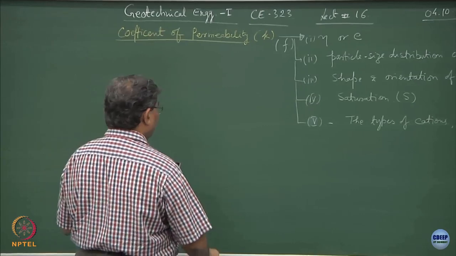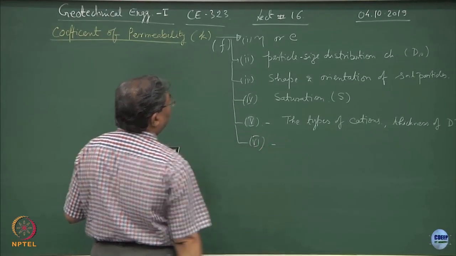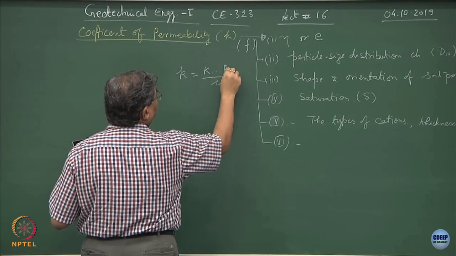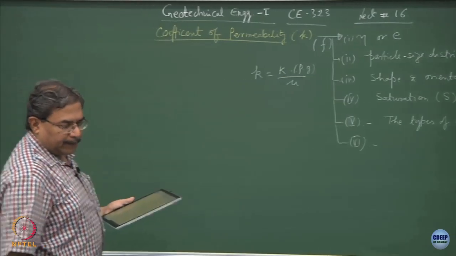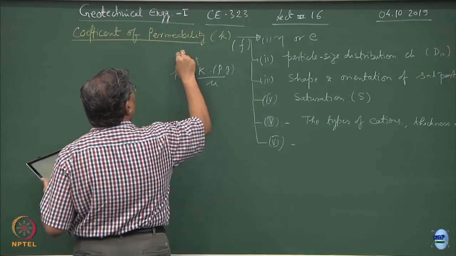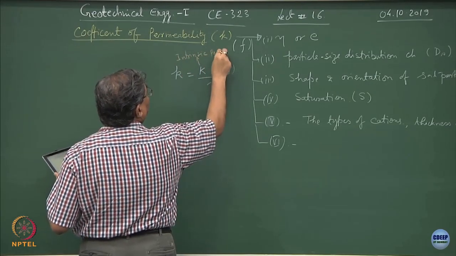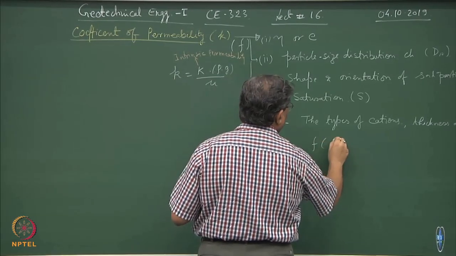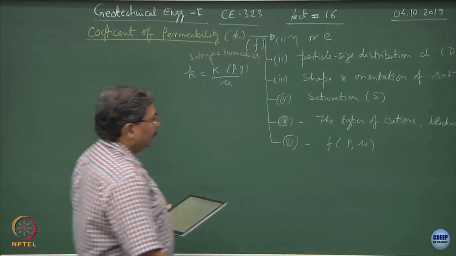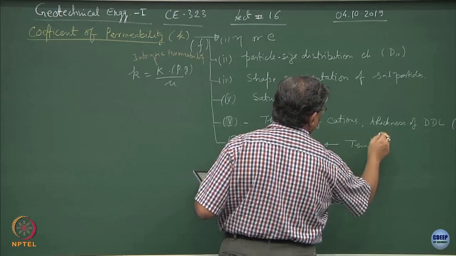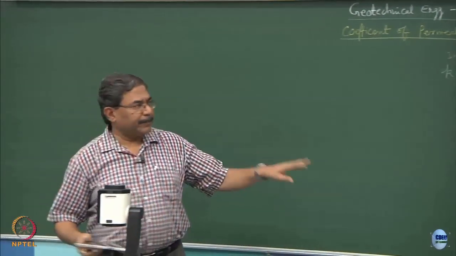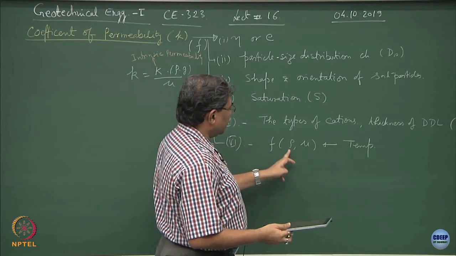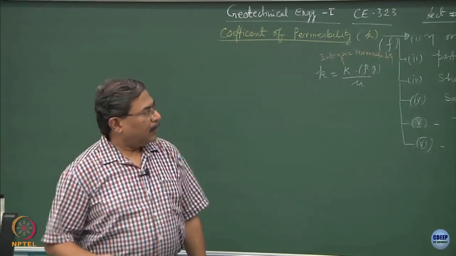So, if you remember the way we have defined K, we said K is equal to capital K multiplied by rho upon mu into g, where capital K we have defined as the intrinsic permeability. So, basically K depends upon the density of the fluid and the viscosity of the fluid, and these two get influenced by the temperature, all right. Now, this is a complete matrix. So, how the environmental conditions influence the hydraulic conductivity or coefficient of permeability, because they affect the density and viscosity of the fluid which is permeating, and these are the other parameters.